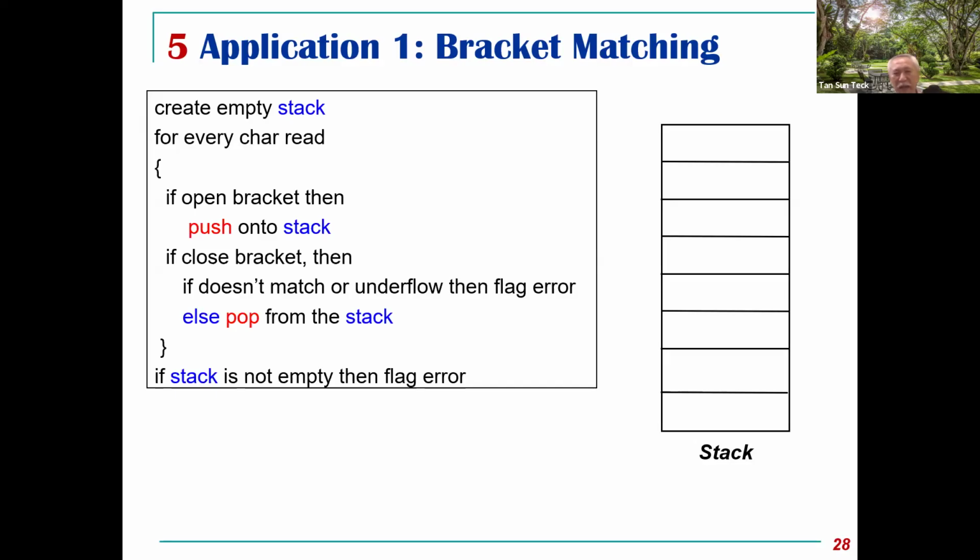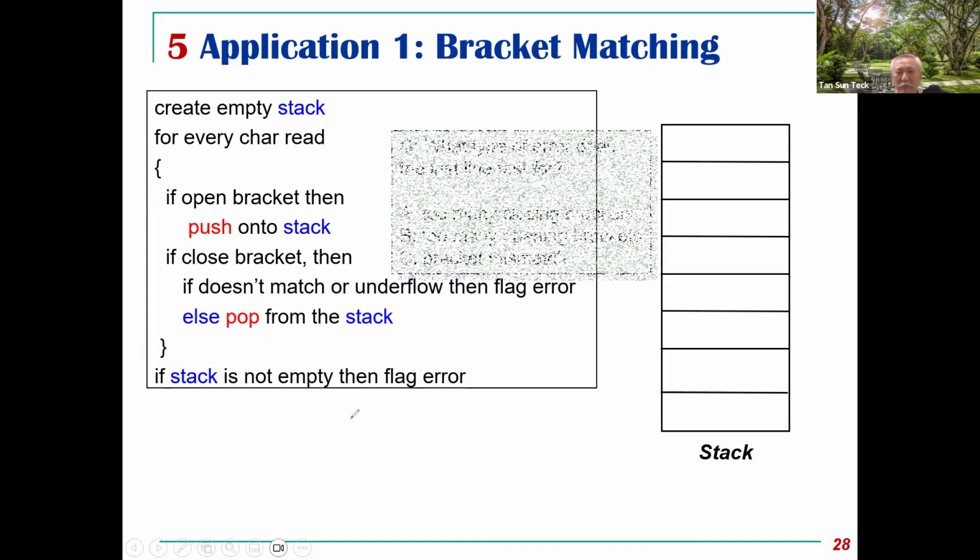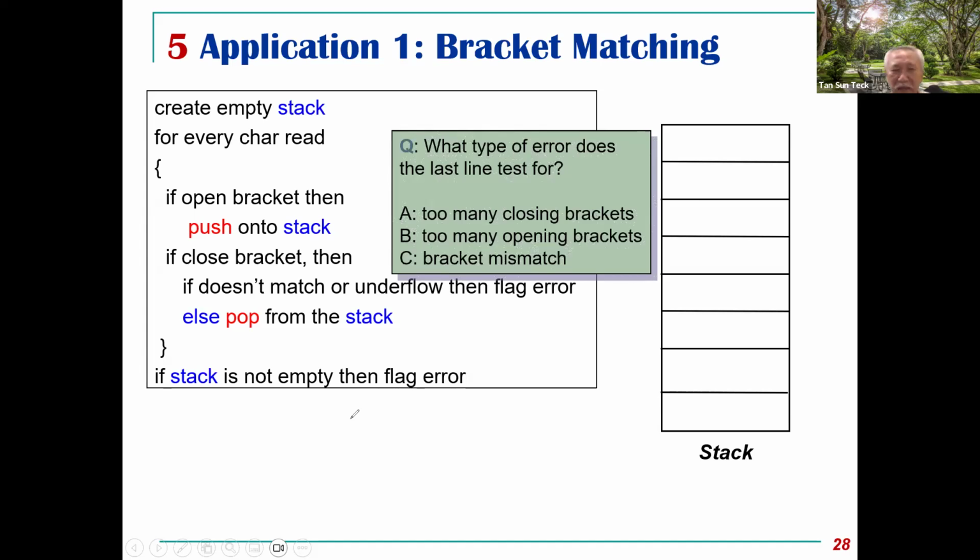Right, then at the end, if you have finished all the data and the stack is not empty, then you have to say there's an error. So the question is, when this happens, what is the problem? Right, what type of error does the last line test for? Why is it that when you finish already, there are some more brackets left inside the stack, meaning that there are too many opening brackets, right? So that should be the answer. Okay, you should understand this.